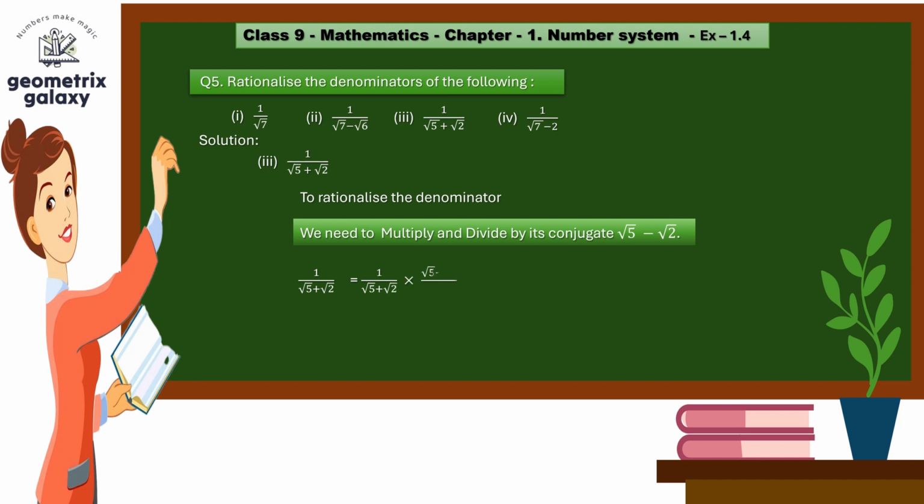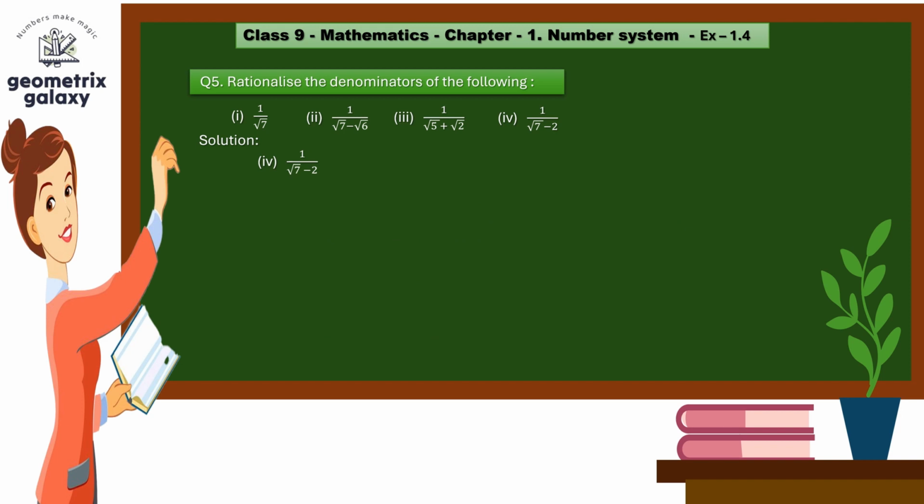If we multiply and divide by root 5 minus root 2, then in the numerator we get the answer as root 5 minus root 2. In the denominator, root 5 plus root 2 into root 5 minus root 2 is equal to root 5 square minus root 2 square. The numerator remains the same, root 5 minus root 2, but in the denominator we will get 5 minus 2 which is equal to 3. Therefore our final answer is root 5 minus root 2 divided by 3.